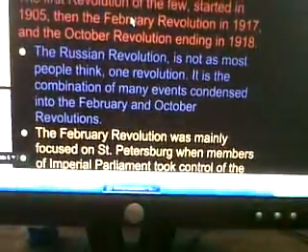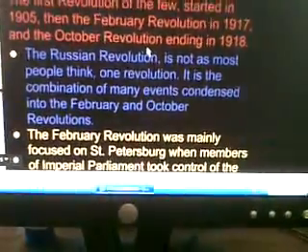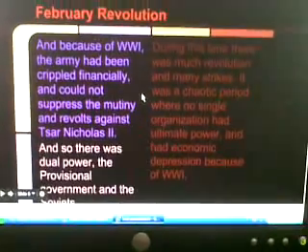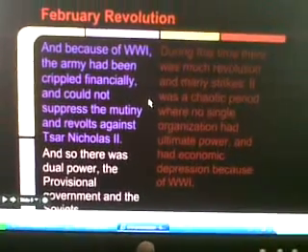The February Revolution was mainly focused on St. Petersburg, when members of Imperial Parliament took control of the government. And because of World War I, the army had been crippled financially and could not suppress the mutiny and revolt against Tsar Nicholas II, and so there was dual power, the provisional government and the Soviets.